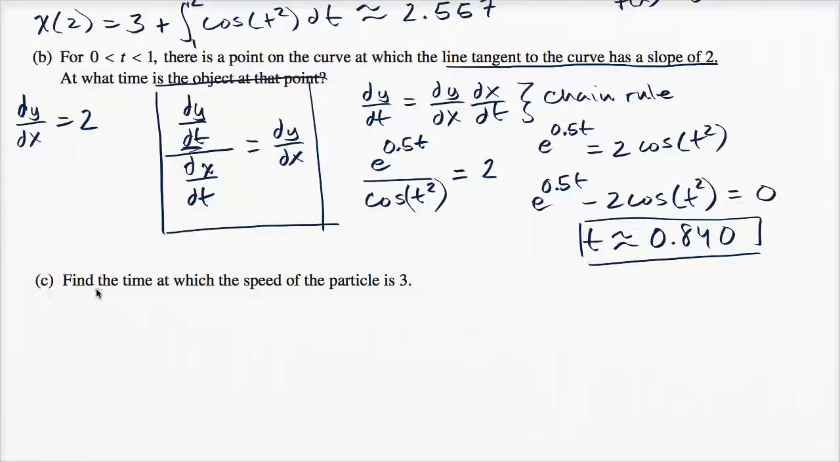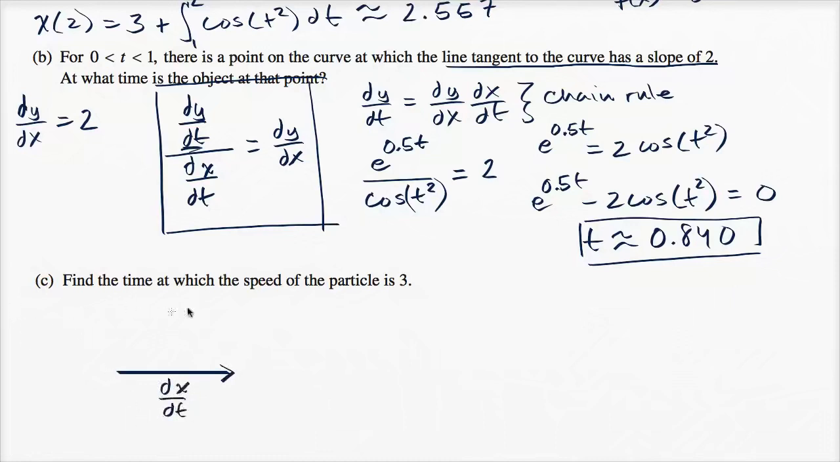Part C. Find the time at which the speed of the particle is 3. So let's just remind ourselves what speed is. It's the magnitude of velocity. So if you have the x component of a velocity right over there, so this is the rate at which x is changing with respect to time.